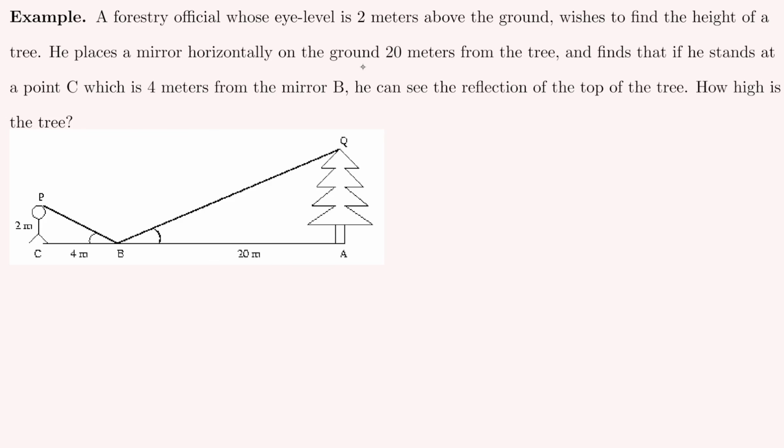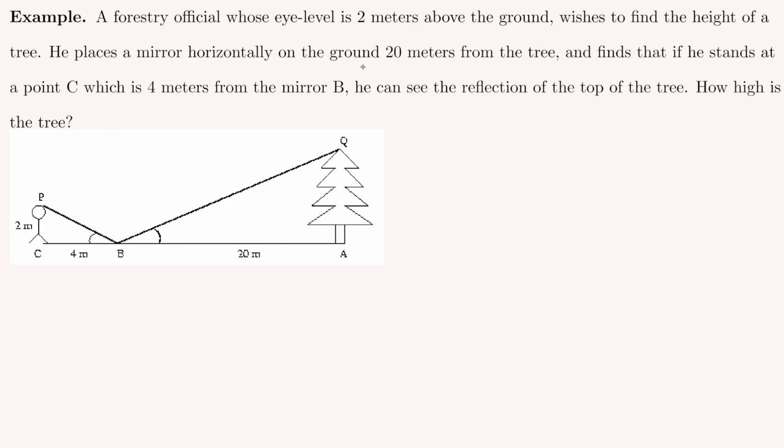So our next problem is also a similar triangle. It says a forestry official whose eye level is 2 meters above the ground wishes to find the height of a tree. Now you can measure the height of the tree in this very interesting setup. It says he places a mirror horizontally on the ground 20 meters from the tree and finds that if he stands at the point C marked below, that's 4 meters from the mirror, he can see the reflection to the top of the tree. So he's figured out the exact location.